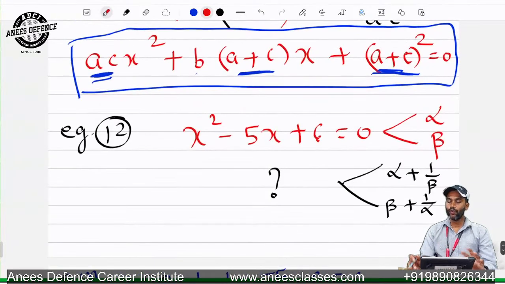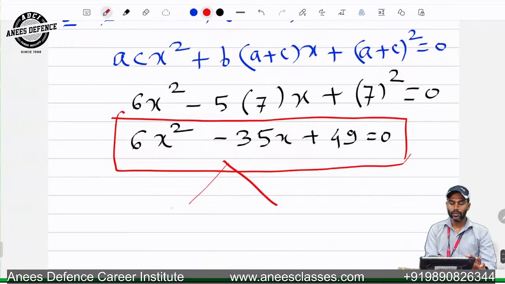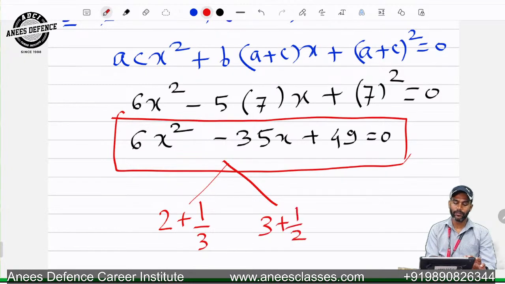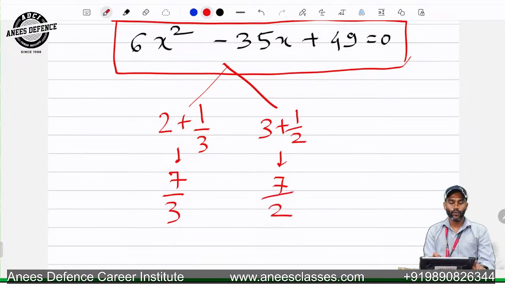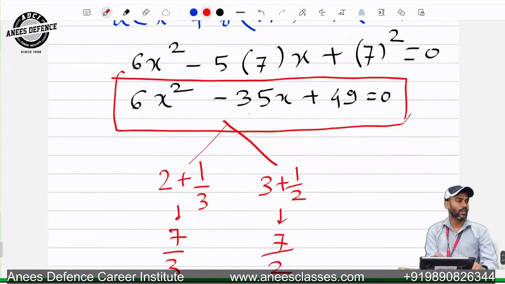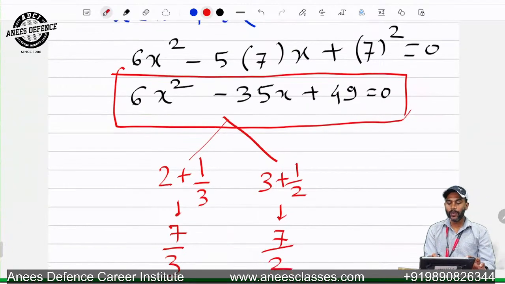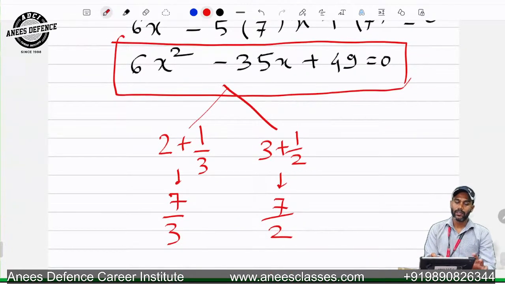What are the roots of this equation? We already know 2 and 3. So what would be the roots of this equation? 2 plus 1 by 3 and 3 plus 1 by 2. It means 7 by 3 and 7 by 2. Now, if you add both of them, what will we get? 14 plus 21 is 35 by 6. Now you can clearly see the sum is 35 by 6. If you multiply both of them, you will get 49 by 6, which is c by a. Verified. I hope you got it.